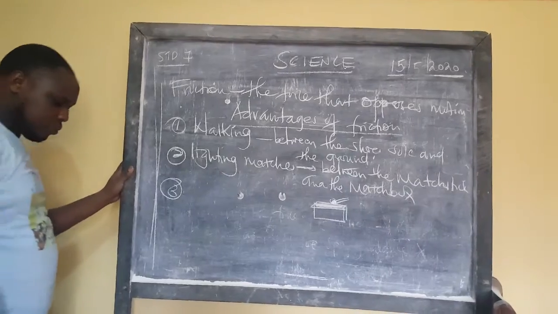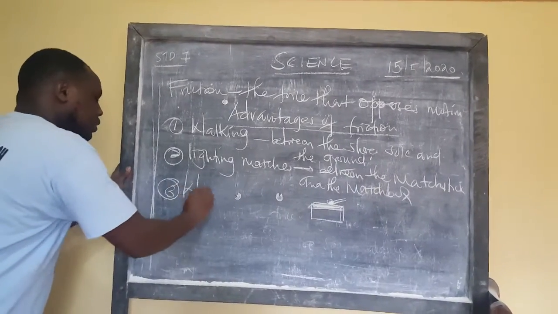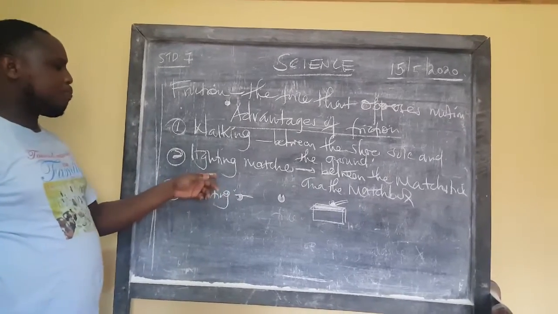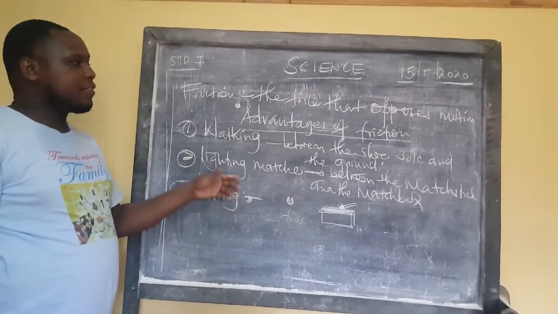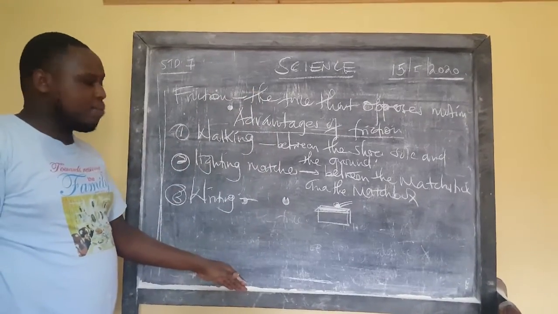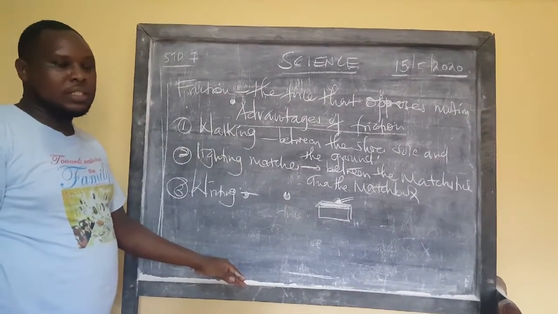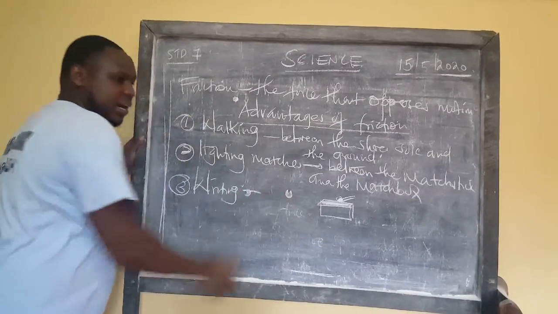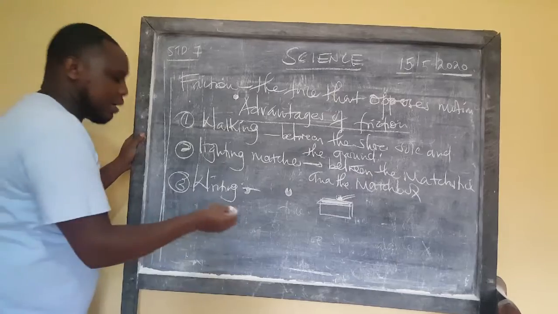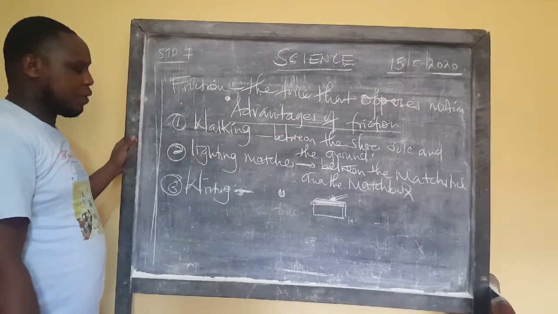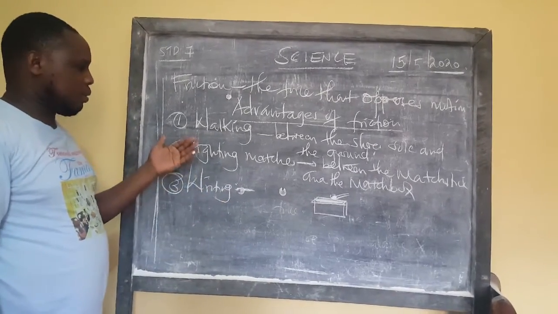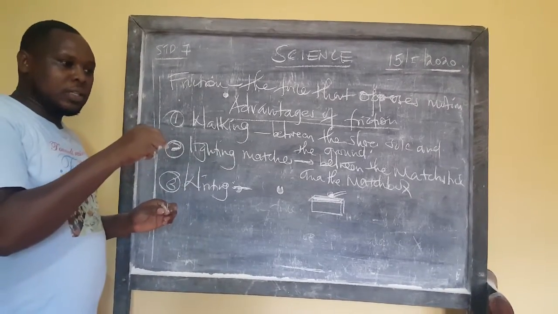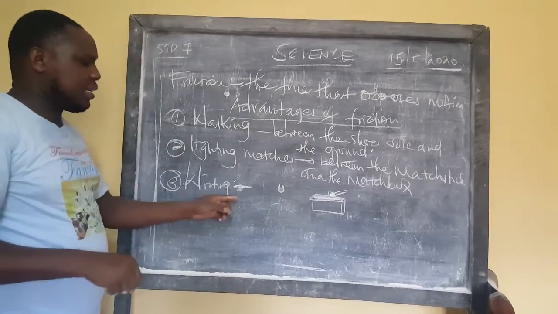Number three, you require it when writing. Learn, I'm writing on the board. If this place was slippery, if some oil had been applied on this blackboard, I would not be able to write. I wouldn't be able to write on this blackboard. But because this blackboard is rough and the chalk I'm using is so rough, that's why I can be able to write. You also need friction when writing on a book between the pen, the point of the pen and the book.